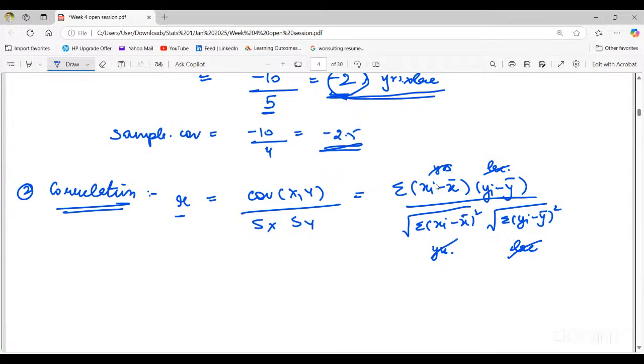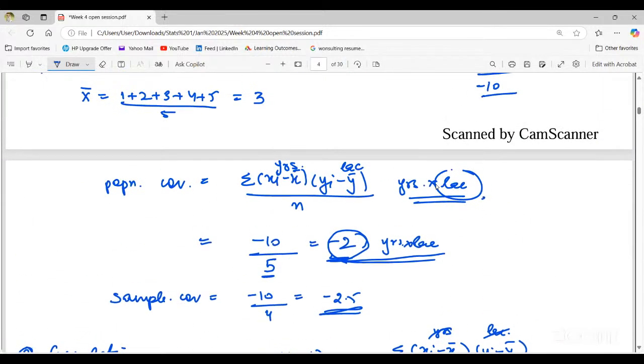Ma'am, a small confusion. For standard deviation and correlation, the denominator is n, which is getting cancelled. Am I right? Yeah, that's why you're including n, divided by n or n minus 1. Okay, thank you. So this is my formula of correlation. Now let's calculate the correlation from this value.